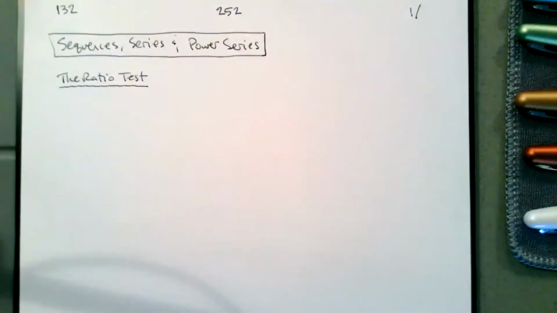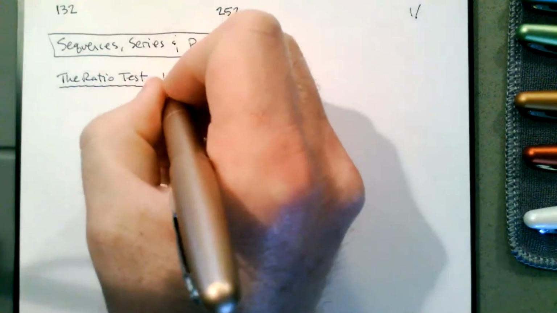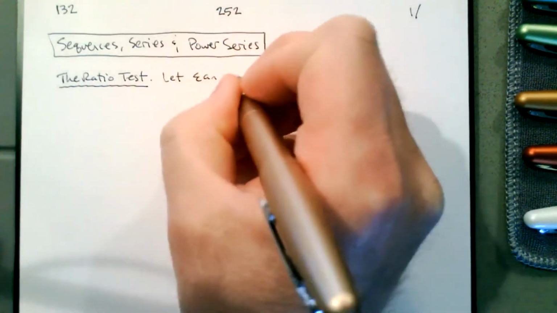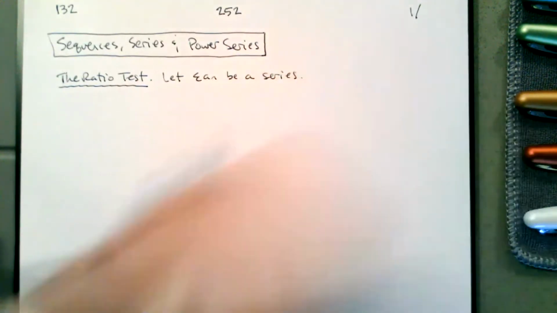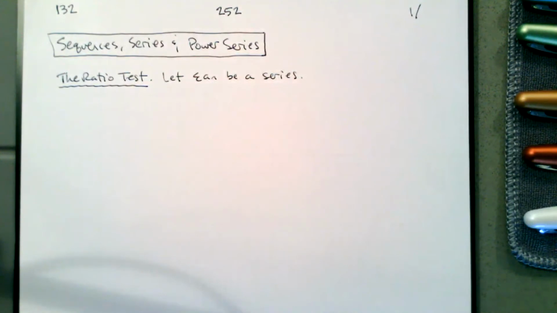The ratio test. So the ratio test has the following. Let's let the series AN be a series. So the ratio that we're going to make is a ratio of the terms of the series itself. It'd be similar to the limit comparison test, but in the limit comparison test, we're making a ratio of the terms of one series to the terms of another series. In this case, we're going to look at how a series decreases.